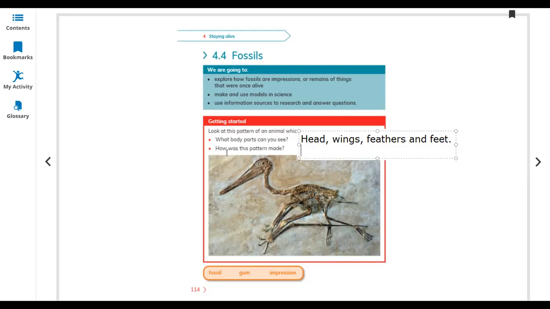Next, how was this pattern made? Obviously, it's made in the rock. Made in the rock. So there are three vocabulary words: fossils, gum, and impression. Let's move to the next page and start about fossils.